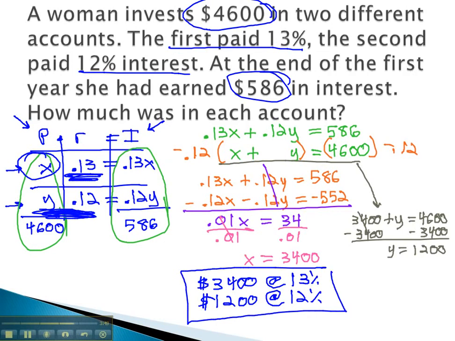By getting an equation off the first and last columns, we can answer the question of how much is in each account. In part 2 of this video, we'll solve one more example where we can see this process work out.